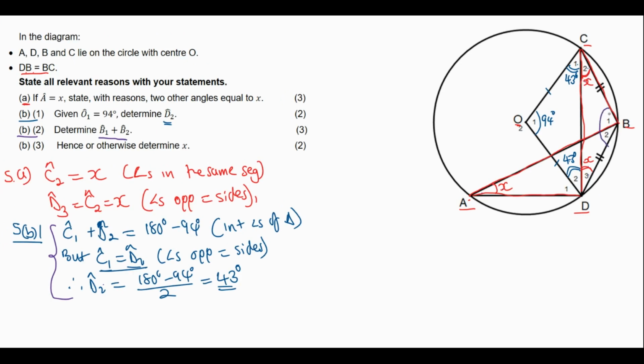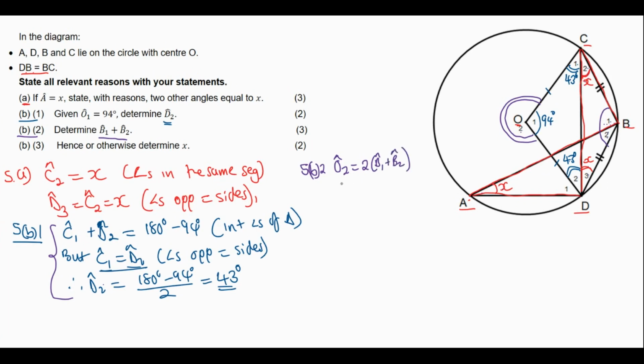Alright, what can you say about this angle? How can you find this angle from 94? We cannot be tempted to say 94 times 2. Angle O2 is 2 times angle B1 plus angle B2. Right, let's write that. Angle O2 is equal to 2 times angle B1 plus angle B2.